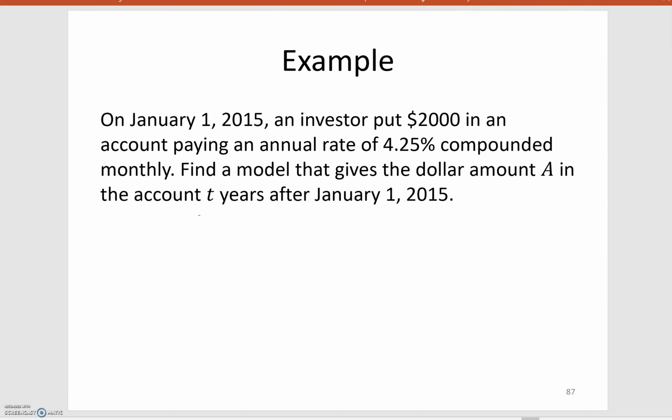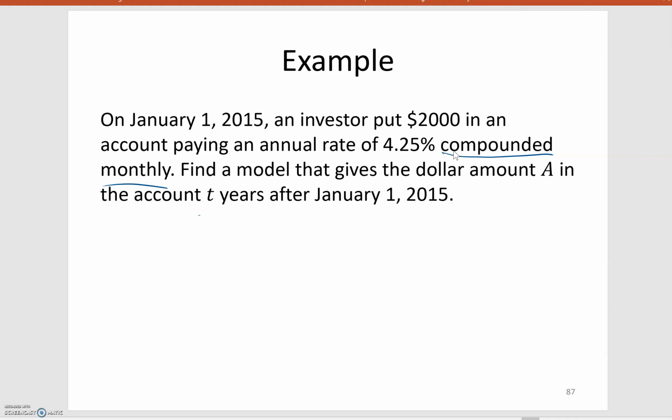So this is the last part of section 5.1, and it's specifically about financial models. We have an example here. It says on January 1st, 2015, an investor put $2,000 into an account paying an annual rate of 4.25% compounded monthly. So there's a new term. Find a model that gives the dollar amount A in the account T years after January 1st, 2015.